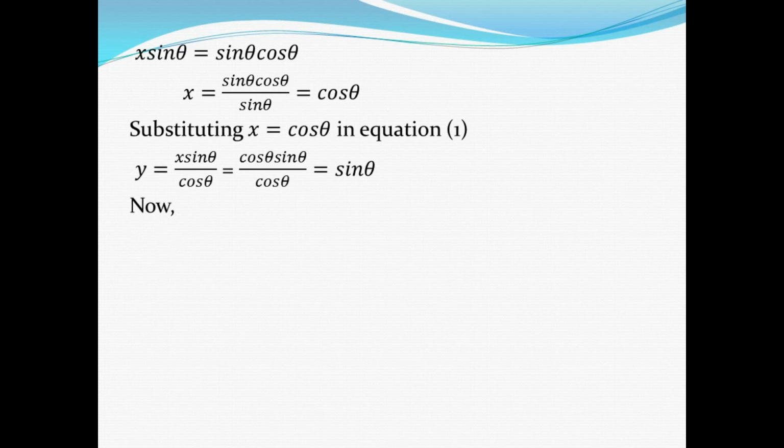Now, what is x square plus y square? Because we have to prove that x square plus y square is equal to 1. So take x square plus y square, that's equal to cos square theta plus sin square theta. That's equal to 1. Therefore, x square plus y square is equal to 1. Hence, we have proved our result.